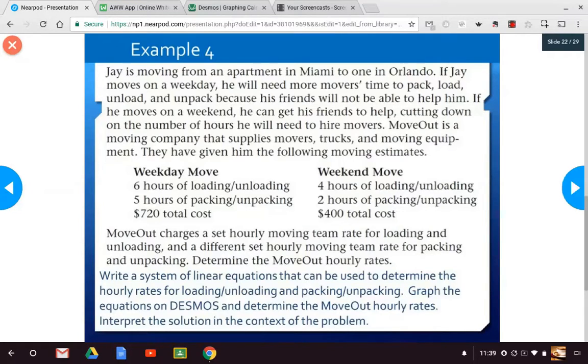But if he moves on the weekend, his friends will be around to help, so he'll only have to hire the movers for 4 hours of loading and unloading and 2 hours of packing and unpacking, for a total of $400. So we know how many hours each is going to take, but we want to know how much the hours cost. How much is the move out company charging for the unloading and loading hours, and how much are they charging for the packing and the unpacking hours, given the data that we have?